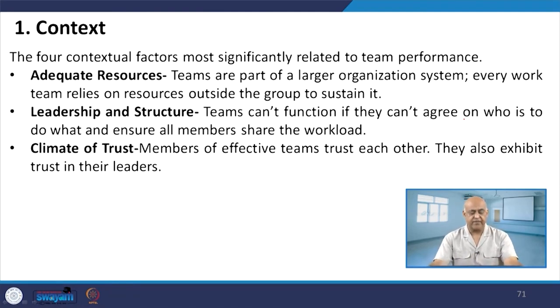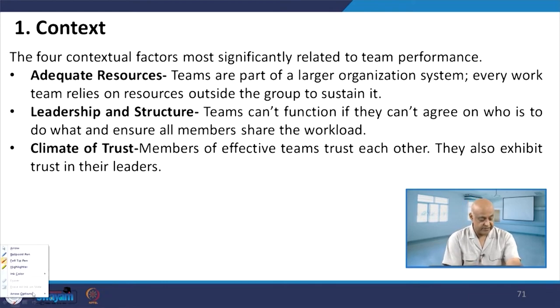The four contextual factors most significantly related to team performance are the larger organization system. Every work team relies on resources outside the group to sustain it, right? And leadership and structure: teams cannot function if they cannot agree on who is to do what and ensure all members share the workload. So the structure, that is delegation and decentralization, whatever the structure between the leader and the follower, has to be taken care of.